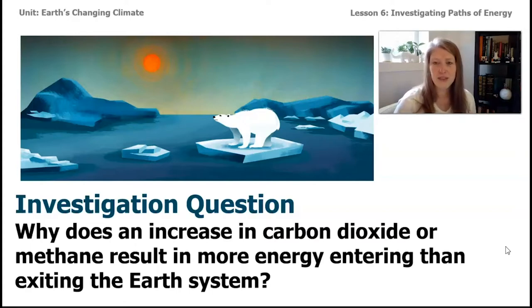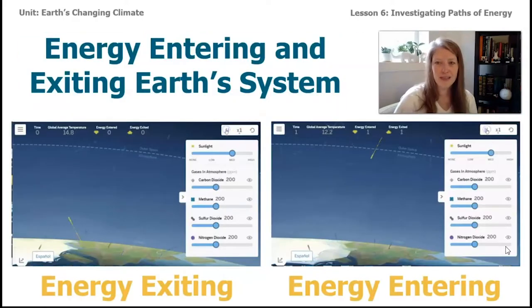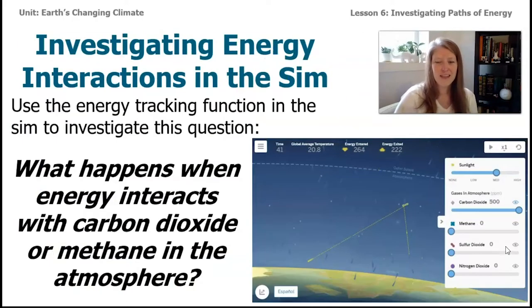And the way we're going to do this is by going onto the sim and isolating one individual arrow of energy and watch what happens as it interacts with carbon dioxide or methane gas in Earth's atmosphere. Okay, so let me explain the directions for that because they're a little bit tricky. So in this picture that you can see, there is a yellow energy arrow that was on its way out of Earth's system and it got redirected back to the surface where likely it will get reabsorbed by Earth's surface.